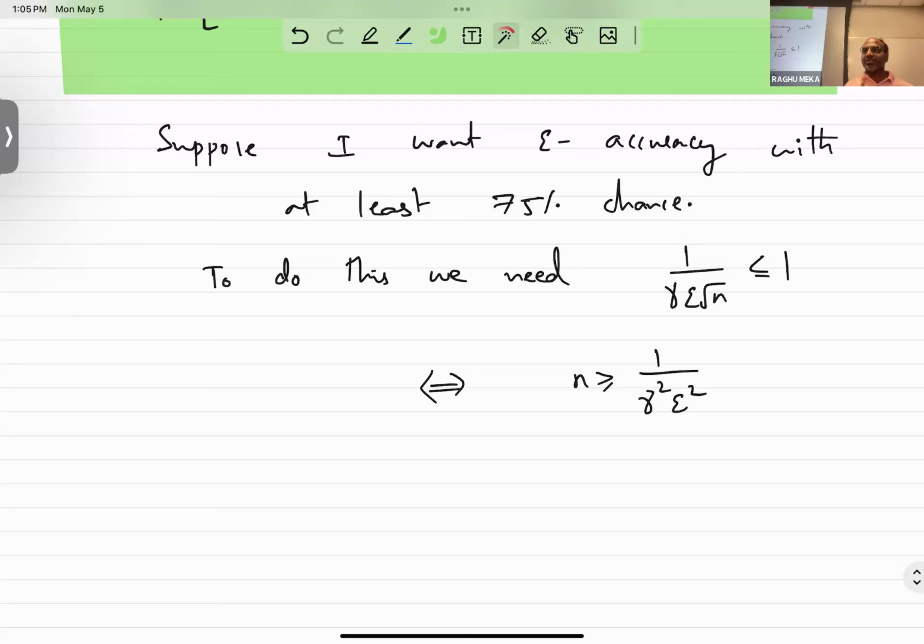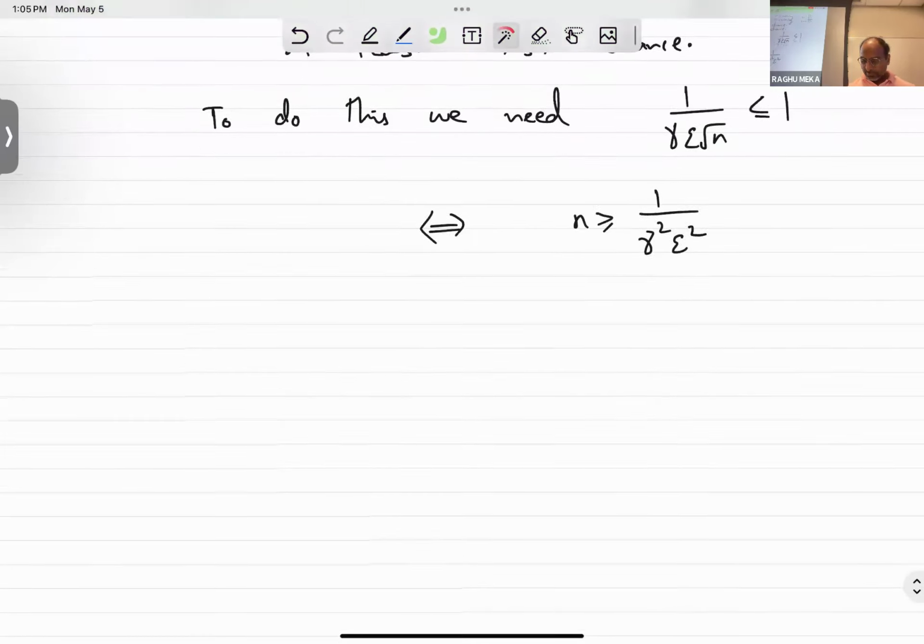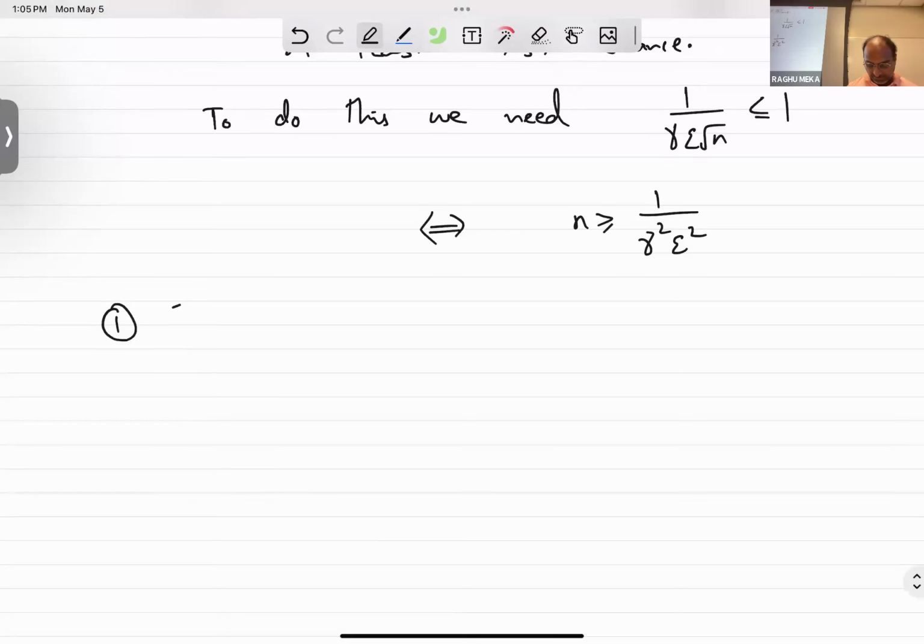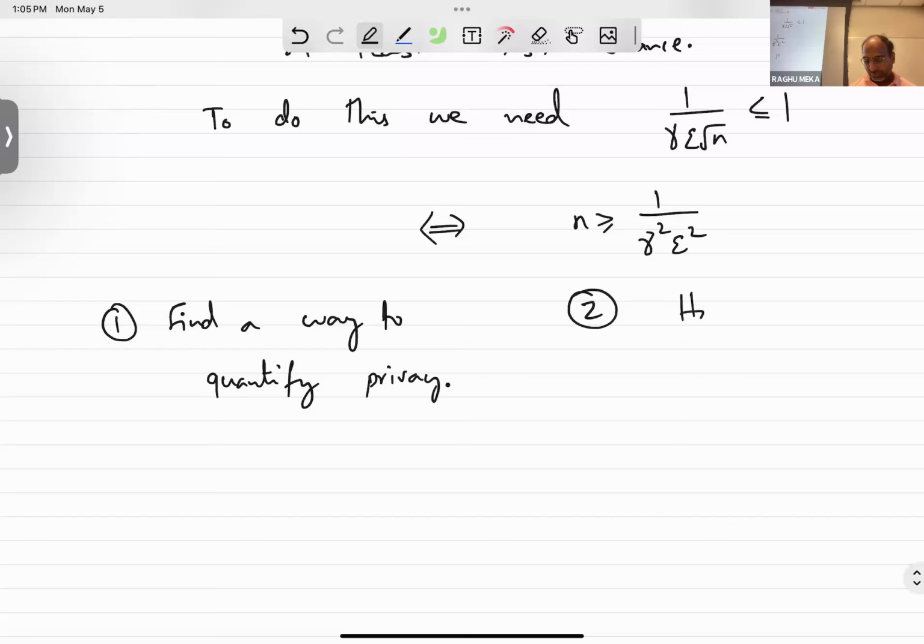So we are thinking of epsilon as measuring the accuracy, gamma as measuring the privacy. And we are saying, if I want this much accuracy and this confidence for privacy, then my data set must be at least this big. Okay. So in general, we would like to find a way to quantify privacy and to know how it will affect the accuracy. You can think of it both ways. How will it affect the accuracy? Or if I want this much accuracy, how big should my data set be?